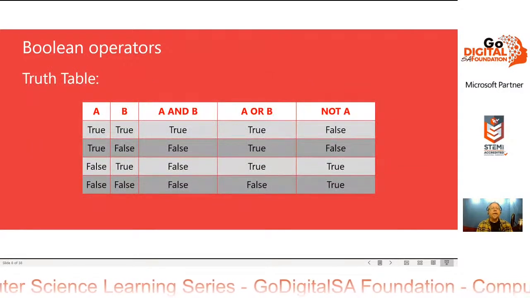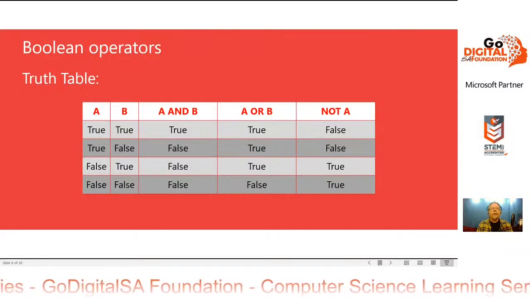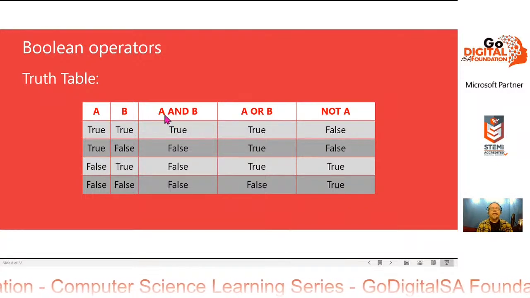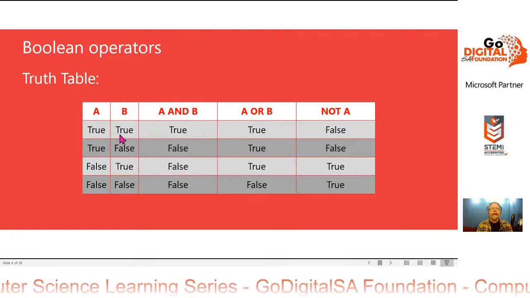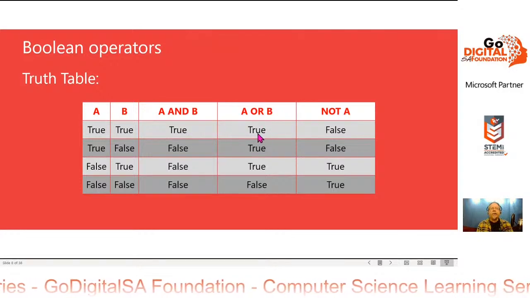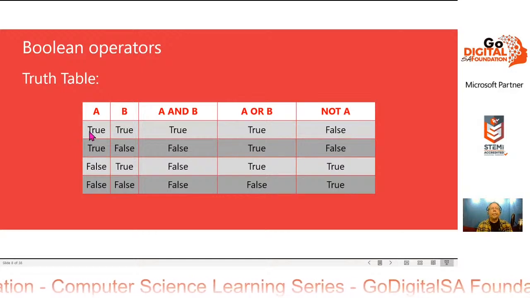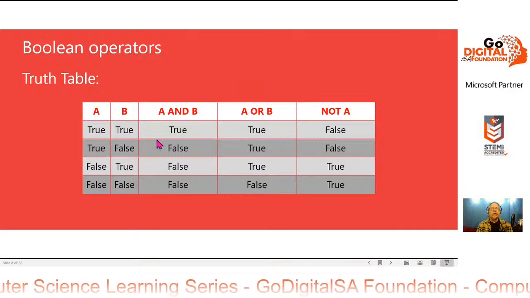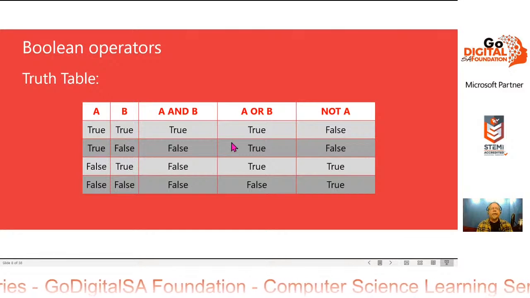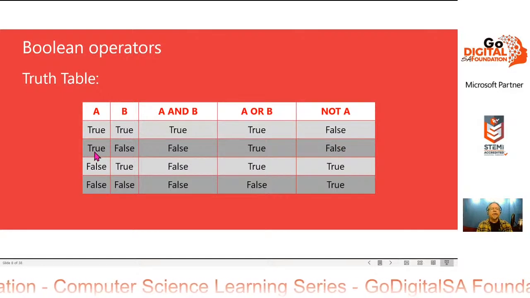We can use something called a truth table to see how this works. If we've got two values, A and B, if both are true, then A and B. The operator here is AND, so A and B is true when A and B are both true. A or B is also true. And not A is false when A is true. If A is true and B is false, then A and B is false. If A is true and B is false, then A or B is true. And not A is still false because A is still true.